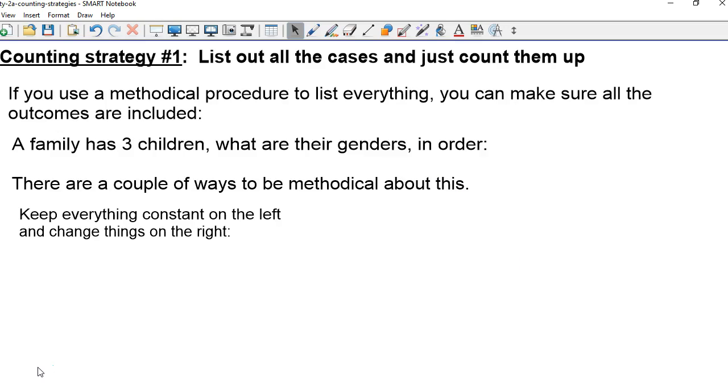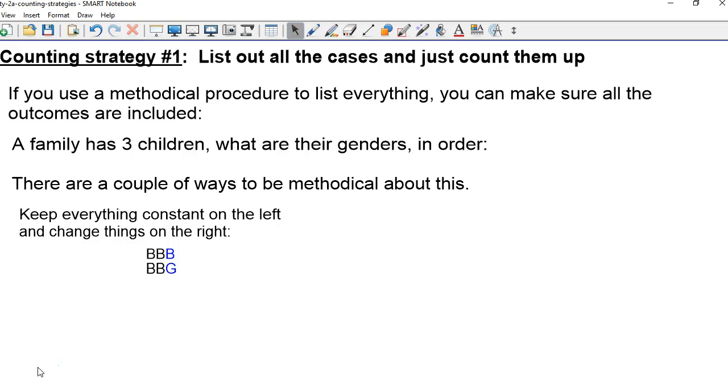Sometimes you have something that's a little bit more involved, but you can still list everything as long as you use some sort of methodical procedure to make sure you've listed everything. Here's an example. Let's say that we're talking about finding probabilities related to children in a family. So a family has 3 children, and we want to know something about their genders in order. So there's a couple ways to be methodical about this. One way would be to keep everything constant on the left of our list and change things only on the right. So for example, we could say, okay, the first 2 children could be boys, and then the last child could be a boy or a girl.